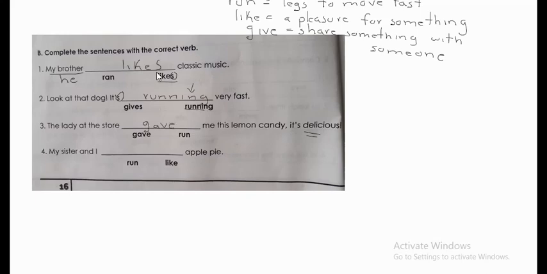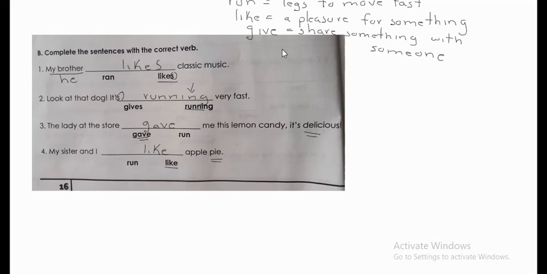The lady is sharing the lemon candy with me. So the right verb is here, and actually it's in past, okay? Gave me. And in the last sentence, we have my sister and I run apple pie or like apple pie. Which one is the right answer? Okay, like, right? I'm talking about a pie. And the only possible answer is like, okay?